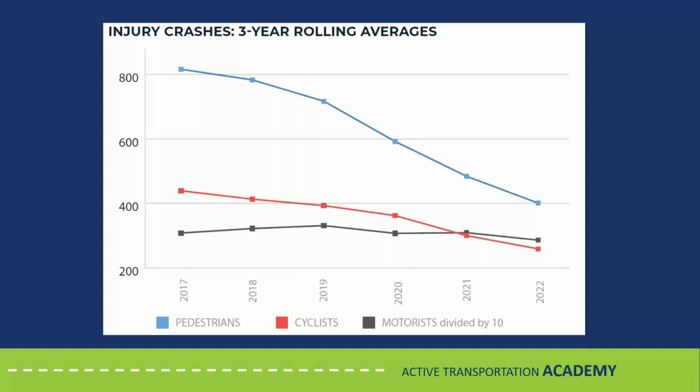As the relatively low number of fatalities can limit the identification of clear trends, we can also look at a 3-year rolling average of injury crashes, not just fatalities, where we see a steady decline. While these results indicate progress, the city is committed to the hard work necessary to get to zero. And it's perhaps worth noting here that the motorist line in black is divided by 10, so there is some scaling here to bring everything together on one graph.